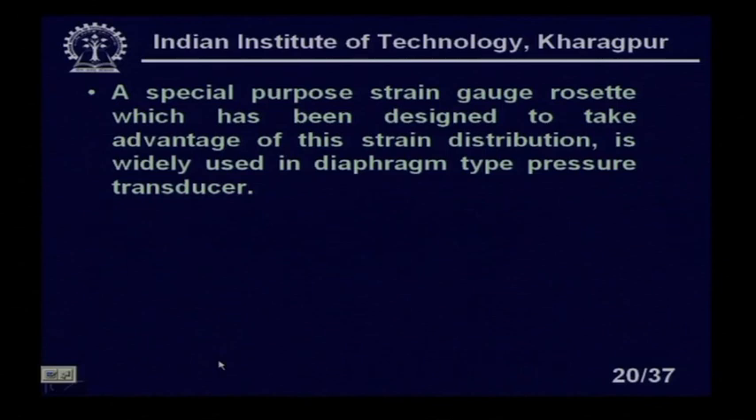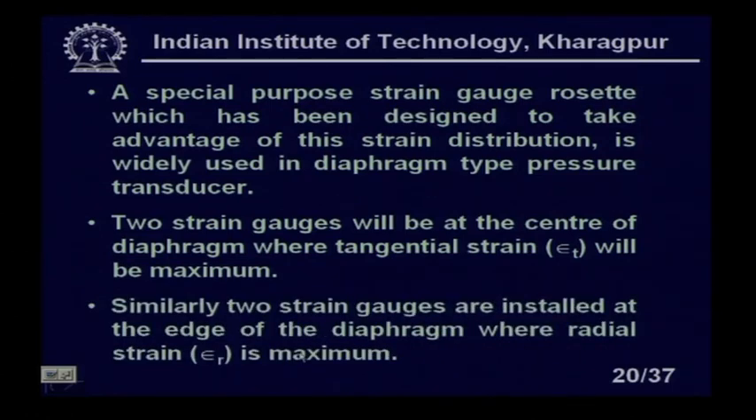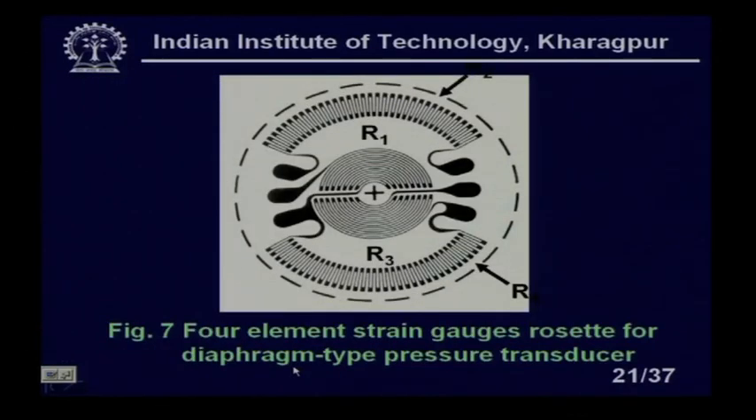A special purpose strain gauge rosette, which has been designed to take advantage of this strain distribution, is widely used in diaphragm type pressure transducers. Two strain gauges will be at the center of the diaphragm, where tangential strain will be maximum, and two strain gauges are installed at the edge of the diaphragm, where the radial strain is maximum. We will show you, this is the typical arrangement.